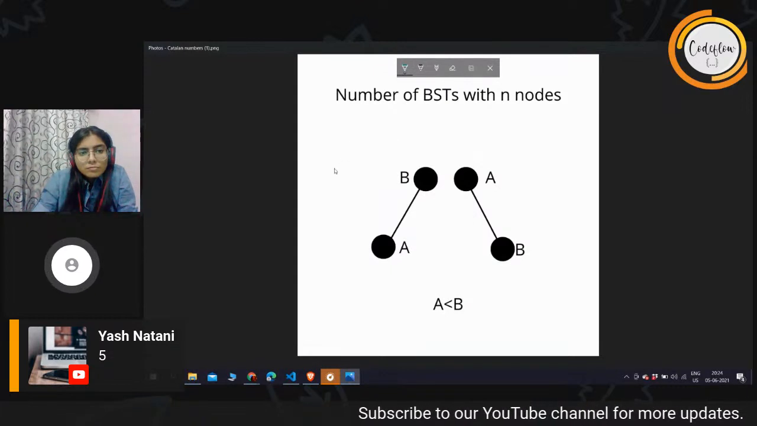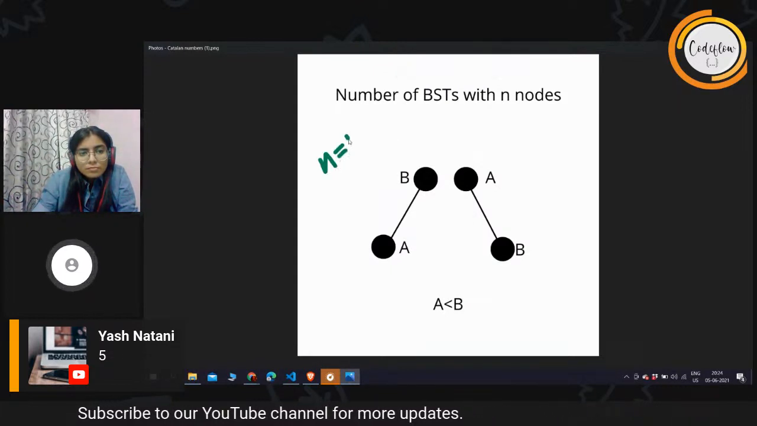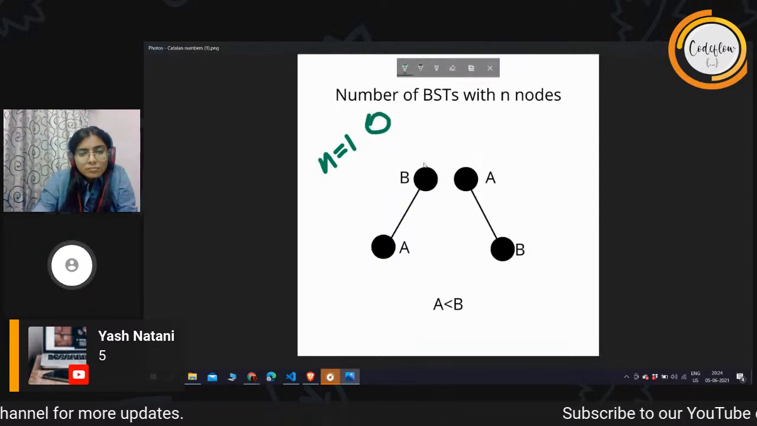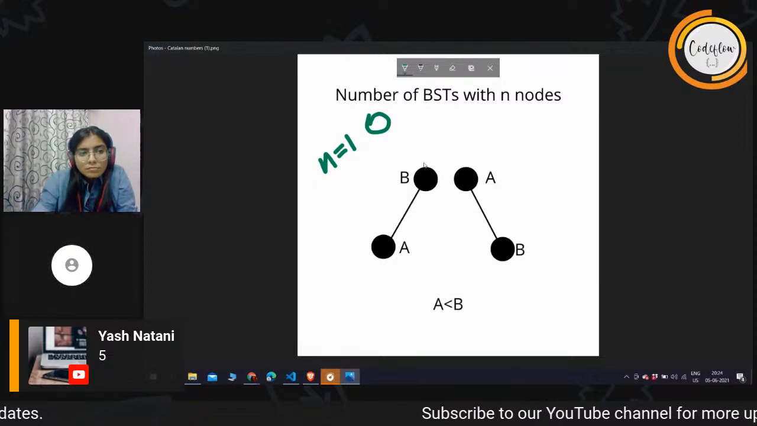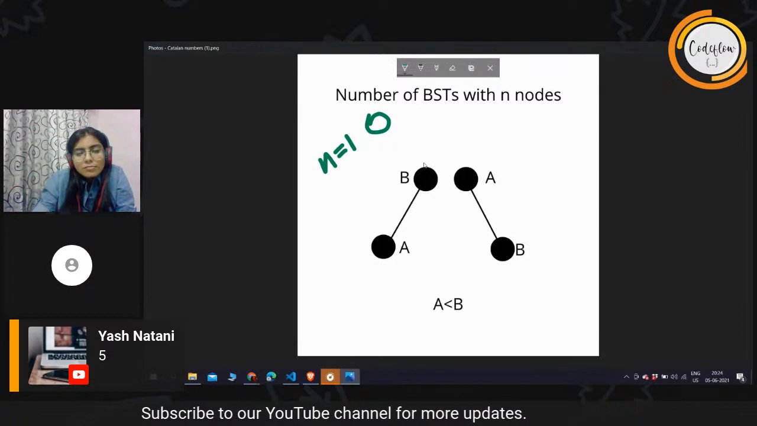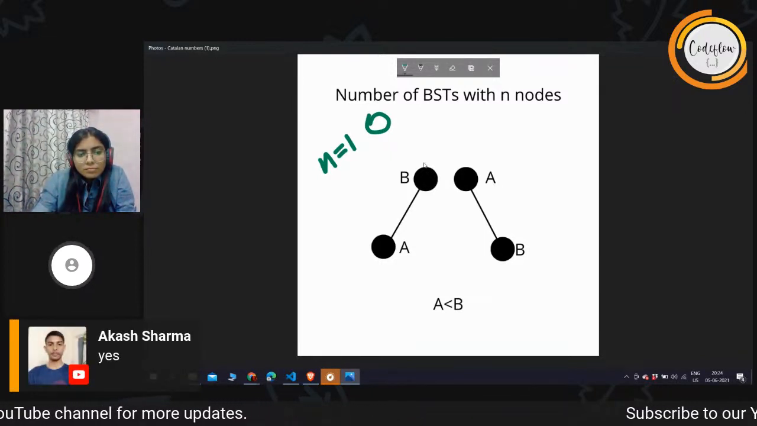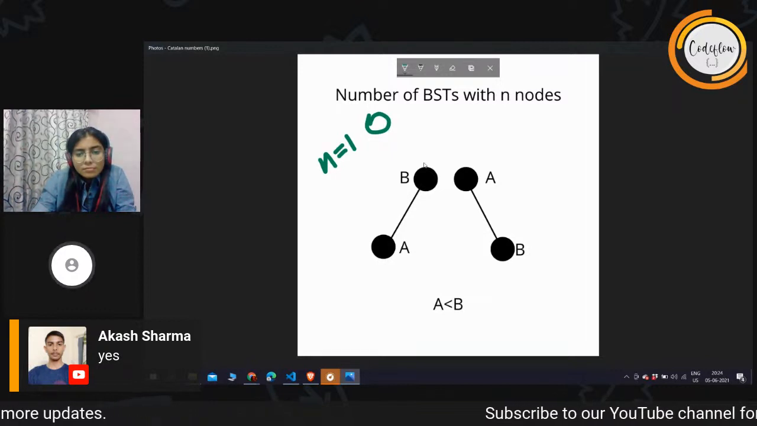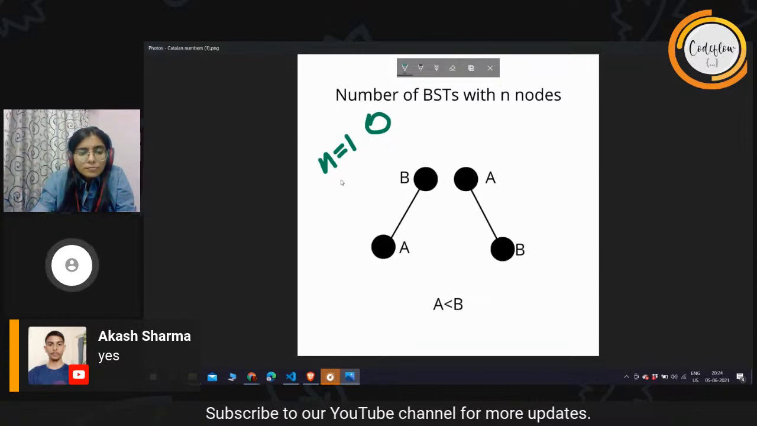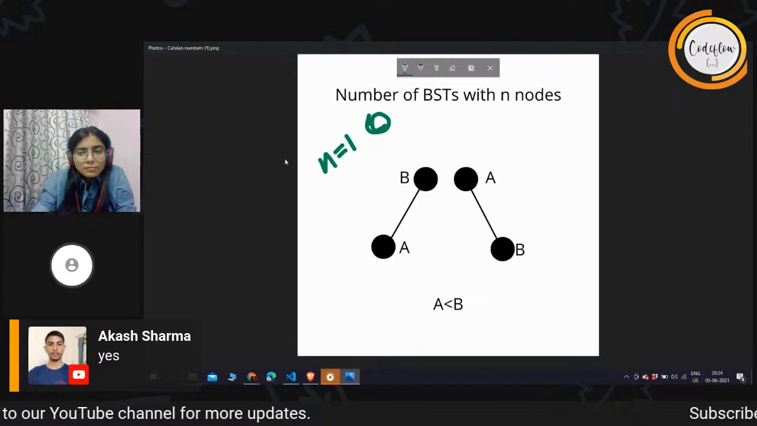So for n is equal to 1, that means I have just a single node. So there is just one binary tree possible, right? Just one BST possible. Makes sense? The question is the number of ways you can create a binary search tree with n nodes. If I am given n is equal to 1, there is just one way I can create a binary search tree, by creating only one node.